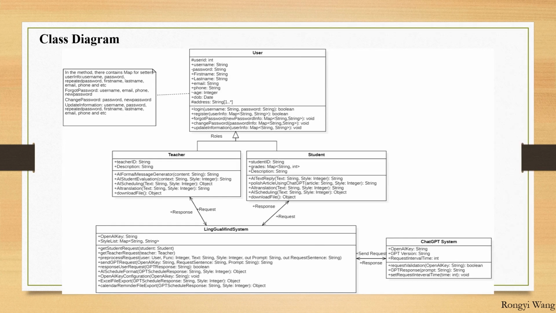Next, let me show you the class diagram of our project. It can be roughly divided into three parts, which are users, the LinguaMind system, and the ChatGPT system. The teacher class and the student class inherit from the user class. The user class contains important attributes and methods for user login and their personal profile. The LinguaMind system class contains some methods for user interaction and message transformation. Basically, every user's API request will be sent to LinguaMind first, which performs some pre-processing, and then it is sent to ChatGPT. The results will follow the same way back to the user.